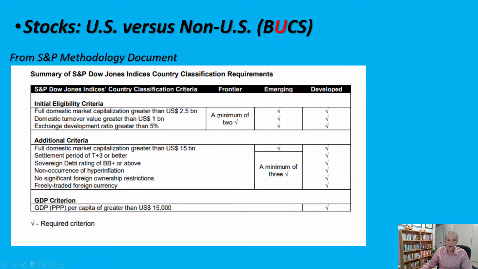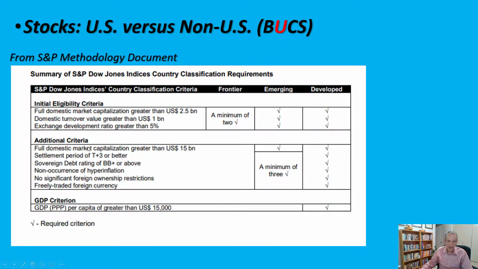Developed markets have to have a large capitalization, greater than $2.5 billion. That's a really small number given that we have trillion-dollar companies in the United States now. Their turnover has to be at least $1 billion. The U.S. has $1 billion in a few minutes. Their exchange to developed ratio needs to be at least 5%. That is, their stock market needs to be at least 5% of their economy. I think in the United States, our stock market is 85-90% of our economy. So you have to have all three of those for developed.